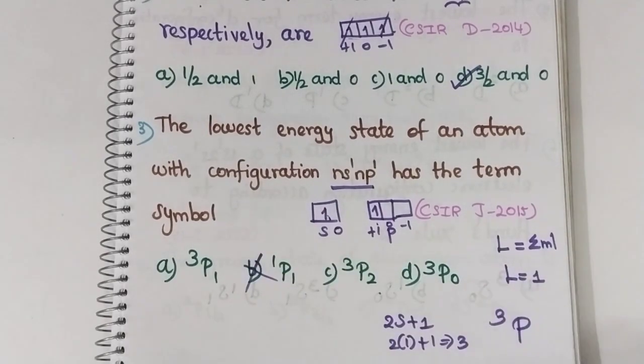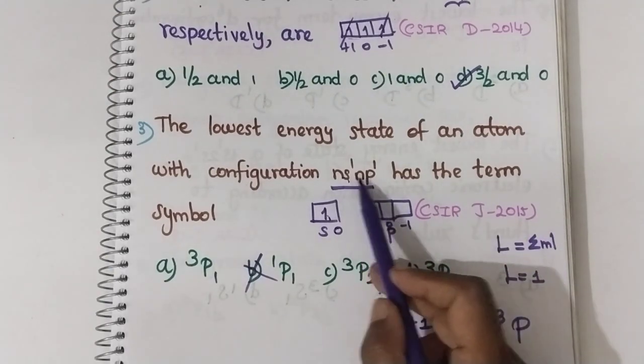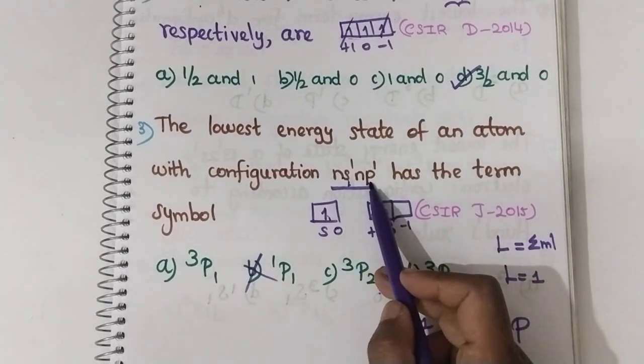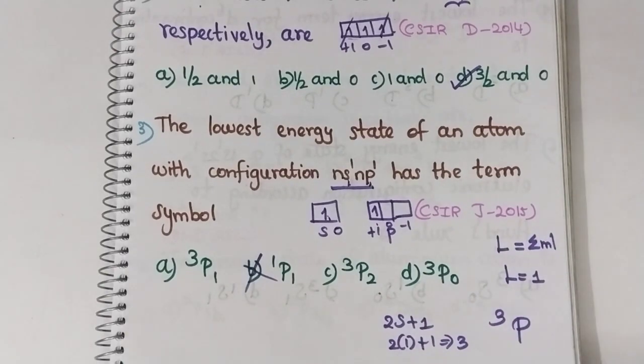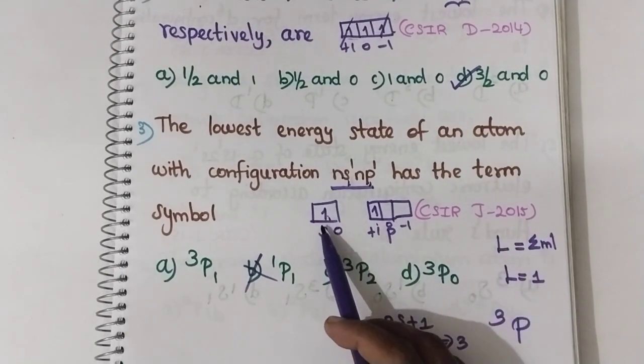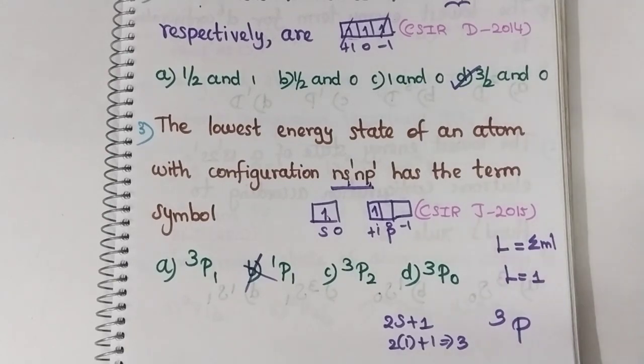So first of all, if you have two different orbitals, s and p orbitals, the pattern of doing the work is the same. You have to sum up all the values. It is very simple.